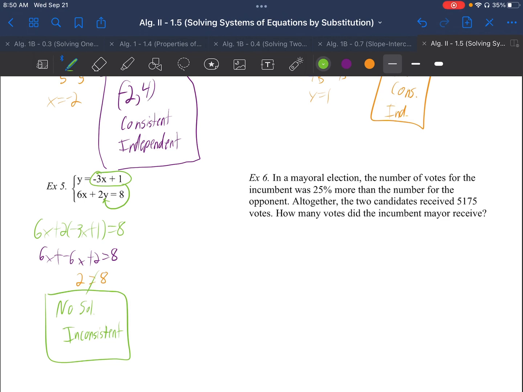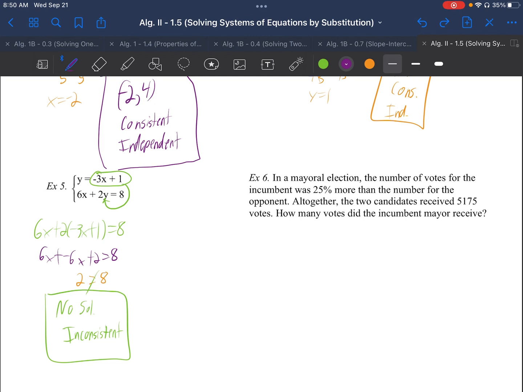So once again, we had a variable by itself, we plugged it into the other equation, distributed, started simplifying and solving, but then we got an equation that wasn't true. Now, if you were to get an equation that's always true, like maybe you were to get the equation 2 equals 2, well, that would be infinitely many solutions, and that would be consistent and dependent.